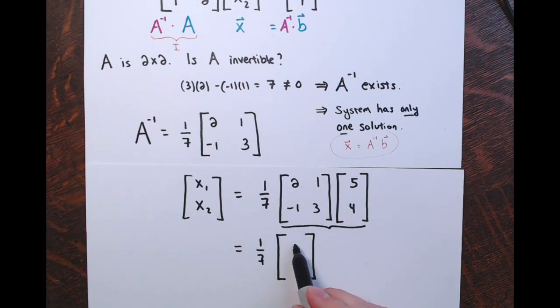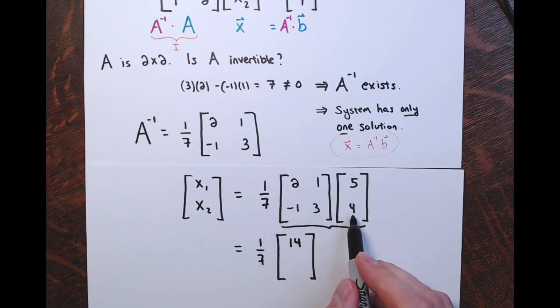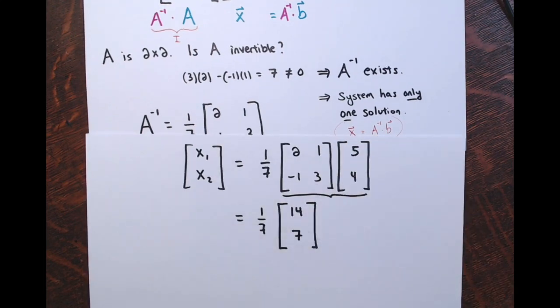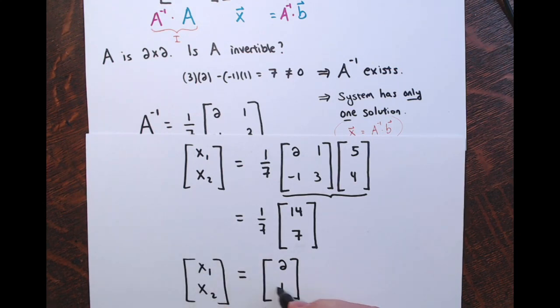First row, first column would be 10 plus 4, 14. And second row, first column would be -5 plus 12, which would be 7. And multiplying each entry by 1/7, we're getting the solutions of 2 and 1. So x1 would be 2 and x2 would be 1. And that's the only solution to this system.